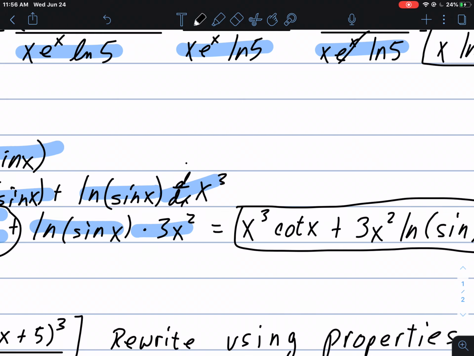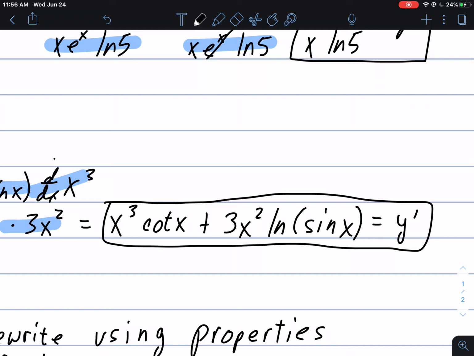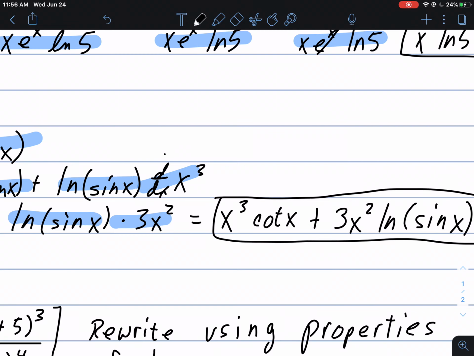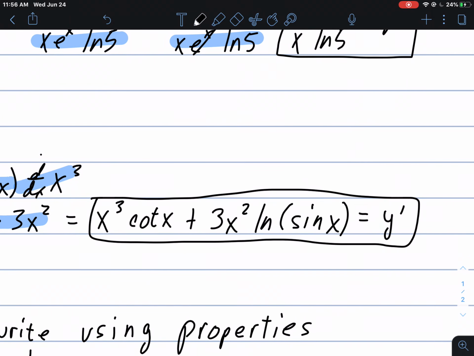And in the back end of it, I just brought the 3x squared in front of the natural log just because it looks better. Right? Technically, nothing wrong with writing it that way, but that just looks a little nicer. So like we said, sometimes we rewrite just because it's visually more appealing. So I've got x cubed cotangent x plus 3x squared ln of sine of x, and that is y prime. That is our derivative. All right.